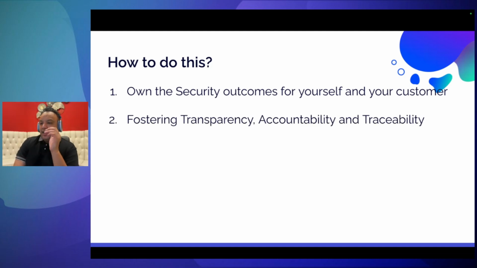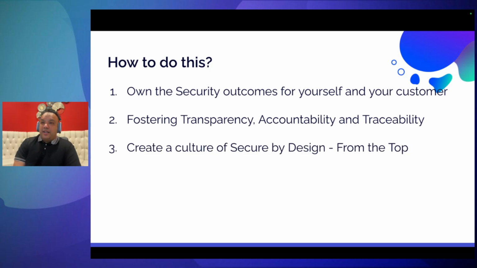Second thing is, of course, fostering transparency, accountability, and traceability. We'll talk about this as well. These are things you need to do, and we'll look at how to do them. And finally, you need to create a culture from the top. I can't stress the third point enough, simply because secure by design only works when it comes from the top, right? If the people at the top are not aligned to security or your vision for security, there is no way this is going to permeate down the line.